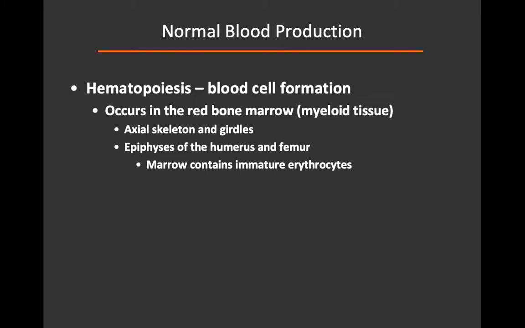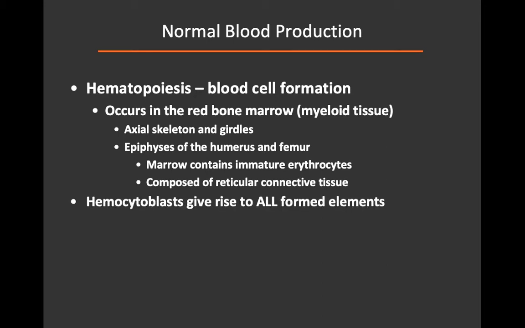So that our red bone marrow is going to have different stages of erythrocyte maturation. So we're going to be able to see immature red blood cells. We're also going to see reticular connective tissue within that red bone marrow. We have in the red bone marrow cells that are called hemocytoblasts, and these hemocytoblasts are going to help us to produce our red blood cells and our white blood cells.